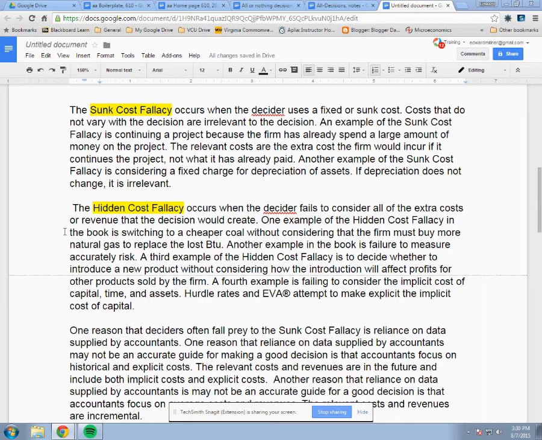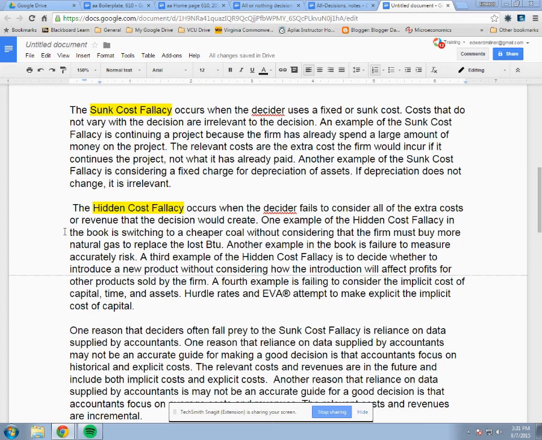An example of the sunk cost fallacy is continuing a project because the firm has already spent a large amount of money on the project. The relevant costs at that point are the extra costs the firm would incur if it continues the project, not what it has already paid. Another example of the sunk cost fallacy is considering a charge for depreciation of assets. If depreciation does not change, it is irrelevant.